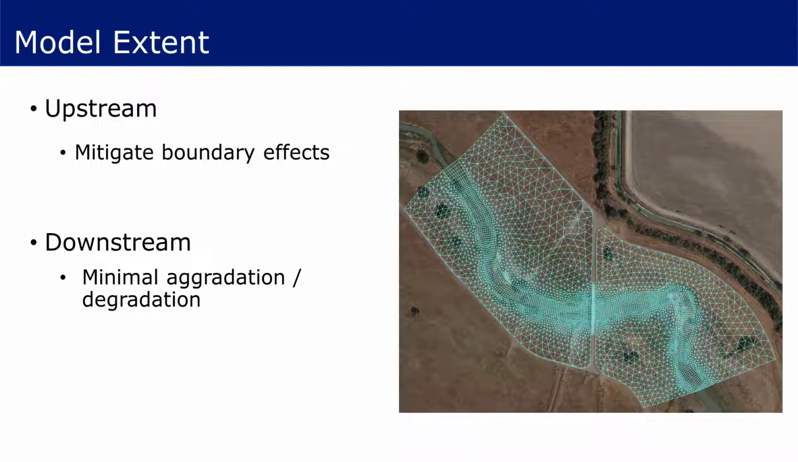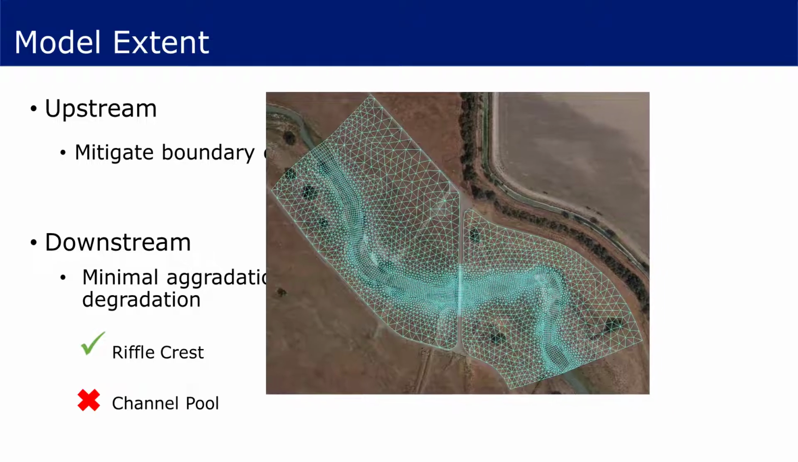Velocity is a good surrogate of transport potential, so if the hydraulic results are available, areas with increasing velocity, like riffle crests, are a good target. Areas where the velocity is decreasing, like pools, may be problematic if excessive aggradation occurs and affects the upstream hydraulics.